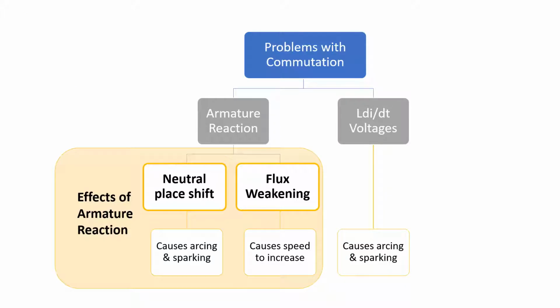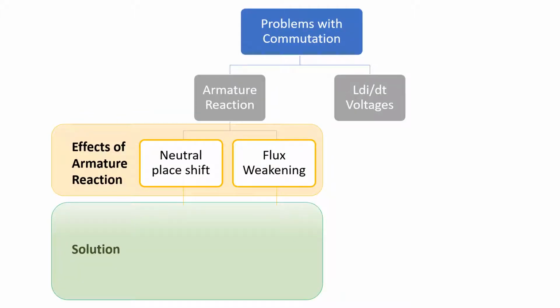So as we mentioned, there are two problems in commutation. The first is armature reaction and the second is L di/dt voltages. And most of these problems would create arcing and sparking in the machine, which can be dangerous if the machine is placed inside an explosive environment. So what we're going to look at next is the solution to these problems in commutation.